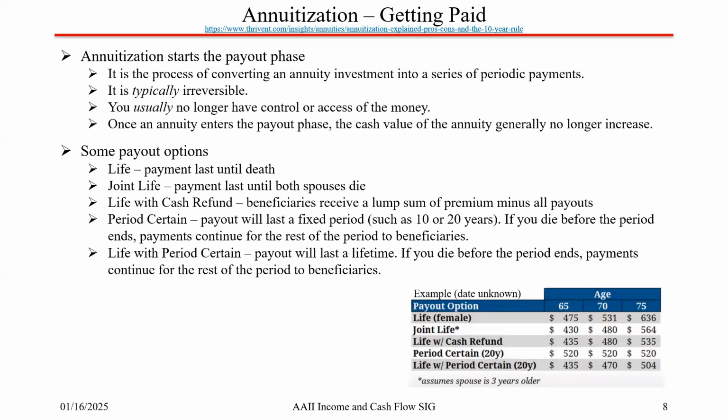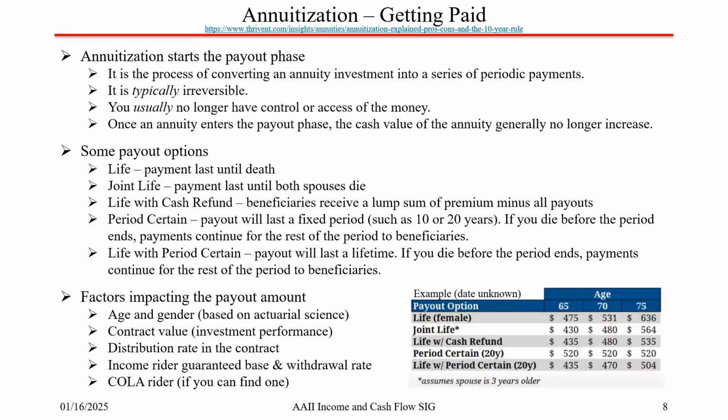And there's a joint life. Here they assume the spouse is 3 years older, and because there are 2 people involved here, the monthly income is much lower. And for the life with cash refund, I think from here on they assume joint, the 2 people. Then there's period certain of 20 years and life with period certain of 20 years. Of course, anything that's life, you get less because they guarantee a much longer period.